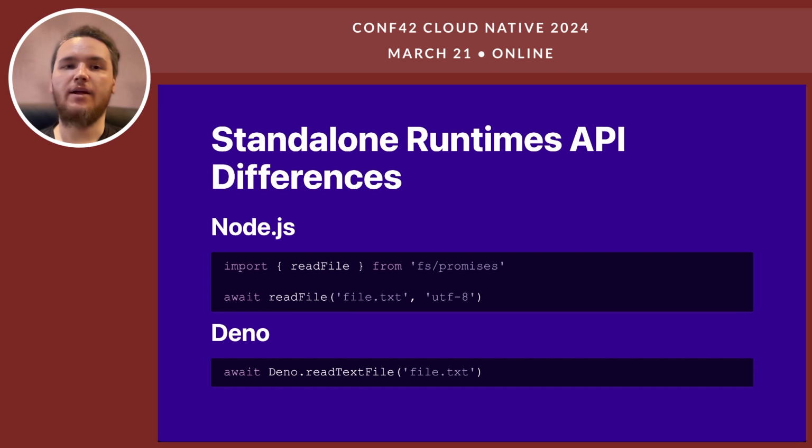In this example, we're trying to open a file. For Node.js, you will have to import a module called readFile. You will have to specify the file and the encoding. For Deno, the situation is different. Deno is globally available, and you also have some nice helpers. So for example, you have a readTextFile helper, so you don't have to specify encoding.